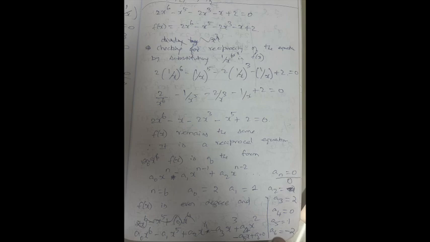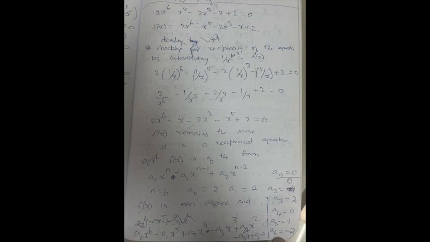So when we take the LCM, we find out that 2x^6 minus x minus 2x^3 minus x^5 plus 2 equal to 0. So this is same as f(x). So f(x) is same as f(1/x). Therefore this is a reciprocal equation.